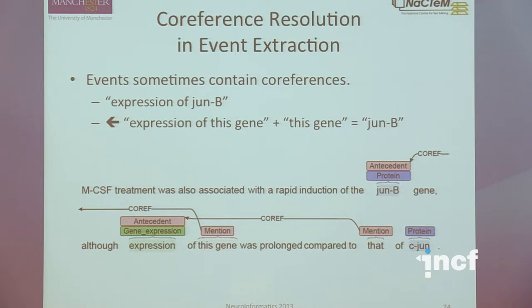Coreference is another tricky problem. If you look at the sentence at the bottom, it contains events of, for instance, gene expression. It says of the JunB gene, then the expression of this gene was prolonged compared to that of c-Jun. So if we don't link this gene to the JunB gene, then we will not be able to extract the event.